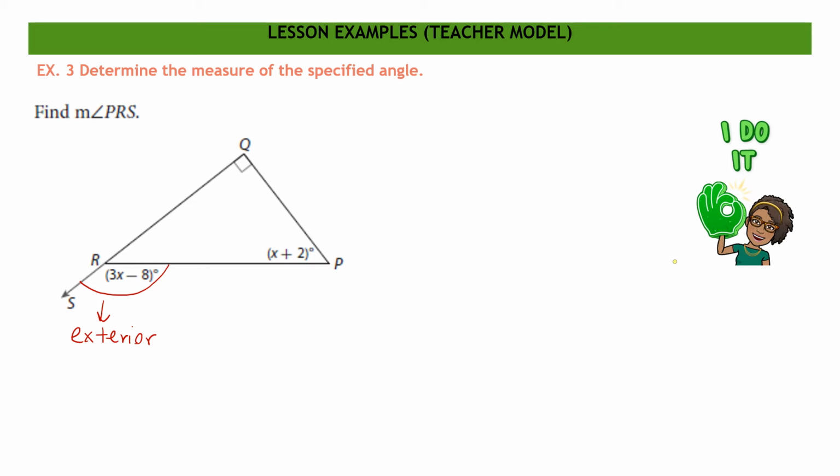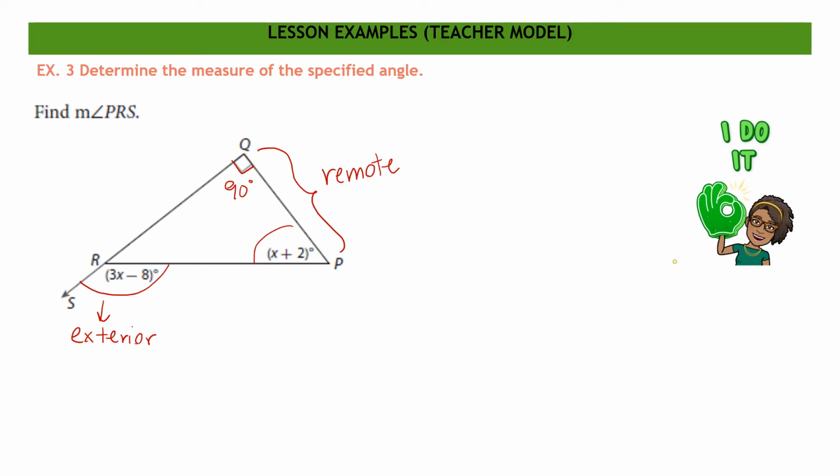So that means if I notice, I also have two angles on the inside of the triangle, which is angle Q or RQP, and I see that that is a 90-degree angle because it's specified as a right angle. And I have angle P or angle RPQ here that has the expression of x plus 2. So I know that these two angles identified are the remote angles because they are on the inside of the triangle furthest away from the exterior angle.